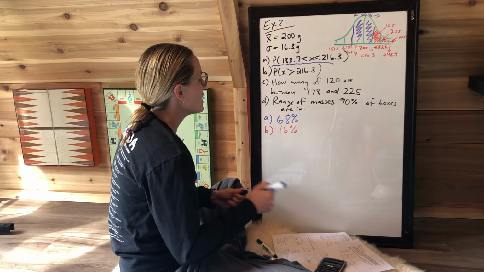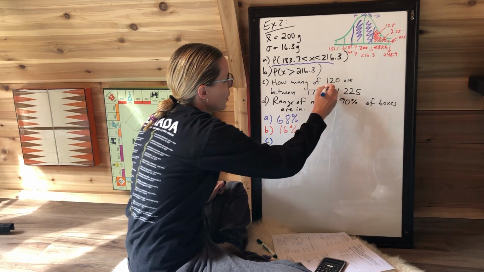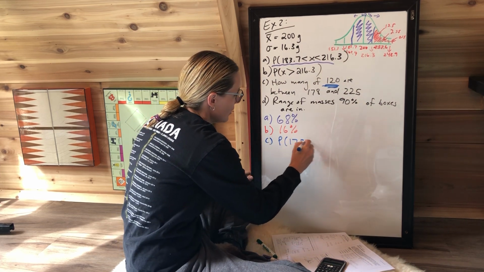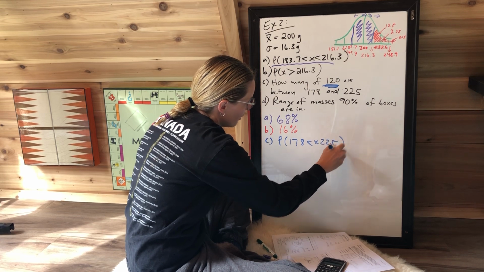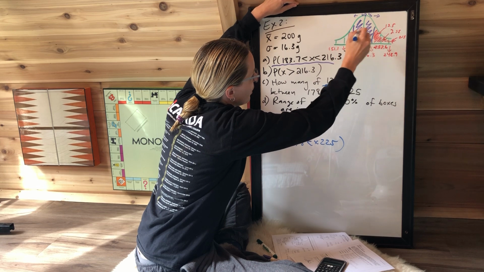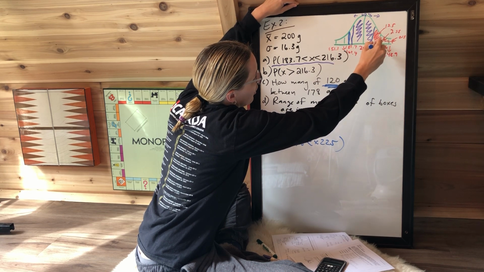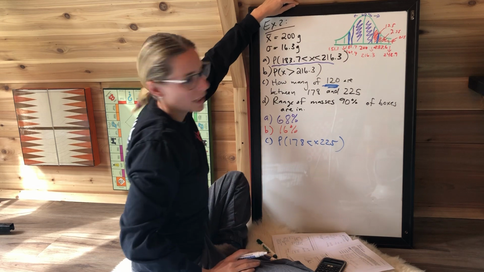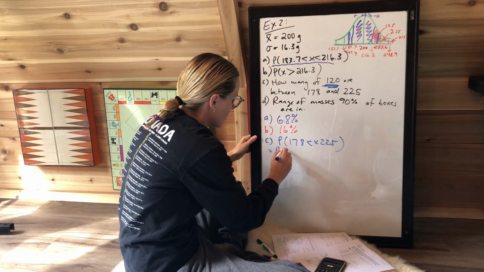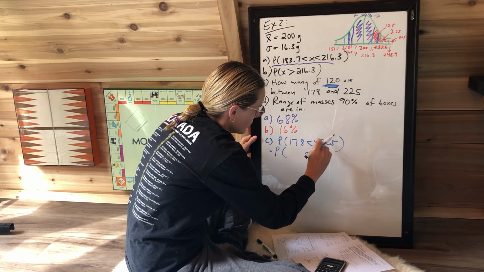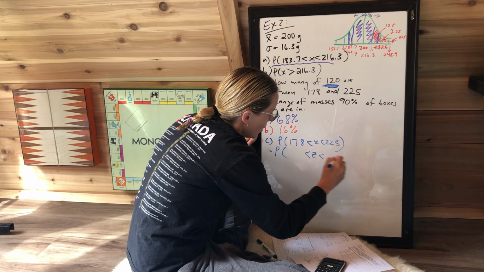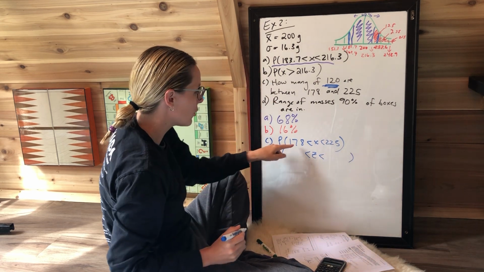Okay, now C asks you how many of 120, so this is going to become important, are between 178 and 225. So if you look for 178 and 225 here, you're going to find that they don't land on the bars. When they don't land on the bars, you must convert them to Z values. Oops, forgot the less than sign there. Okay, you must convert them to Z values. How do you convert them to Z values?